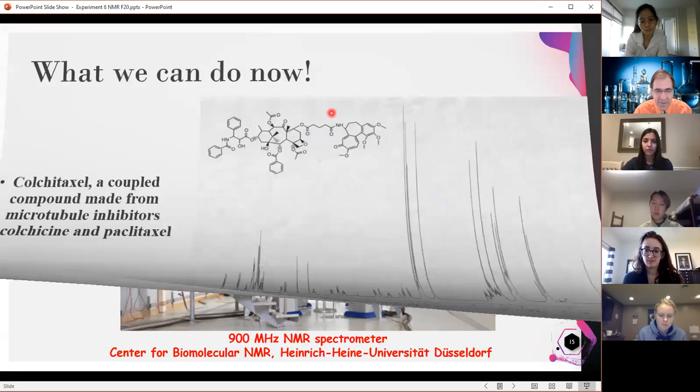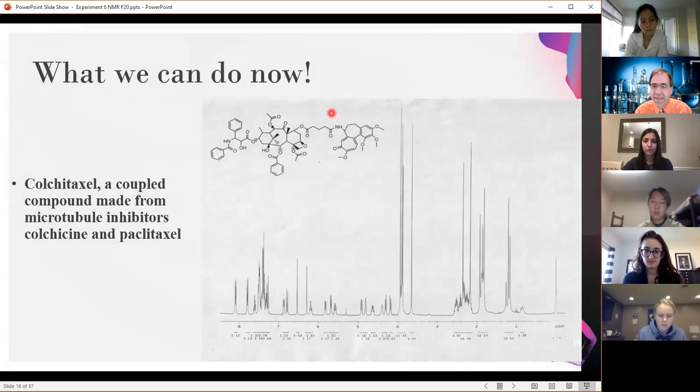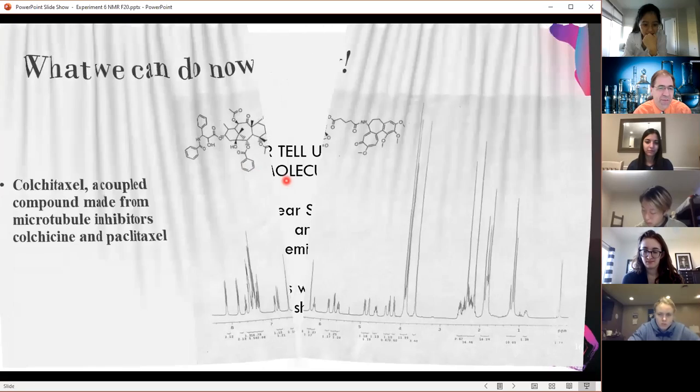And with those instruments, what can we do now? Well, instead of just looking at ethanol, we can look at this, colchicine, which is a microtubule inhibitor. Every one of these peaks down here corresponds to one of the hydrogens in this molecule here. Now, going from this to this is not easy. We're not going to look at anything this complex. This is what we have grad students for. Apologies to those who are on the call. This is a lot of work to get there. We're going to look at simpler molecules here, but we can do those things, okay?